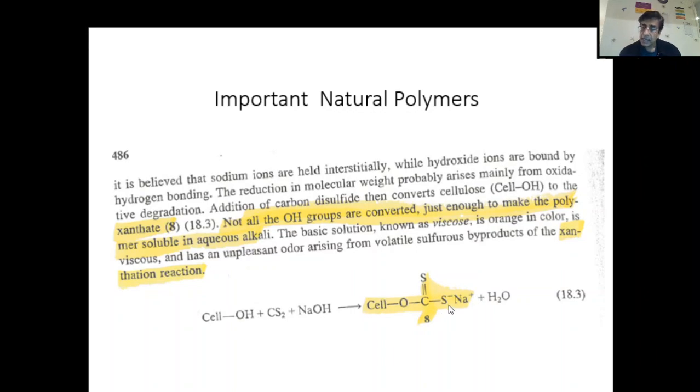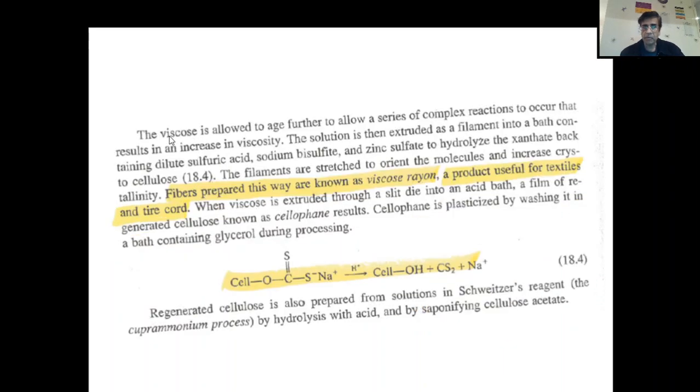After this process is done, then we have to get the polymer back. So how do you get the polymer, or cellulose, back? You take this xanthate and put it into an acidic solution. So basically you are doing hydrolysis under acidic conditions. The acid will come here and make the cellulose Cl-OH and break this molecule. So this double bond will form again, so you get carbon disulfide recovered, and you get the free sodium ion, which will be balanced with the negative ion generated from the acid.